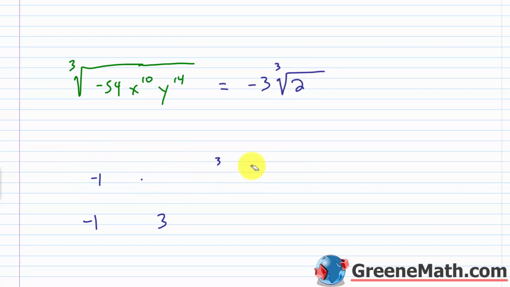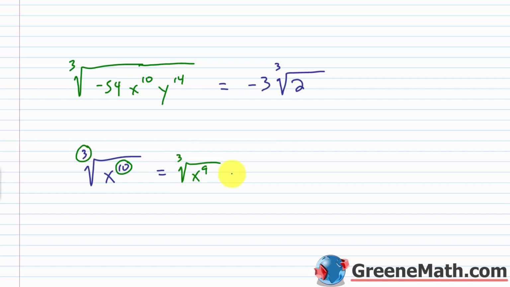Now again, I've got to deal with these variables. So I've got this x to the 10th power. So the cube root of x to the 10th power, again, to deal with this, I want to think about what exponent going down is divisible by 3. 9 would be, right? So I could write this as the cube root of x to the 9th power times the cube root of x. So 9 divided by 3 is 3. So this guy would simplify into x cubed. So let me slide this negative 3 down.